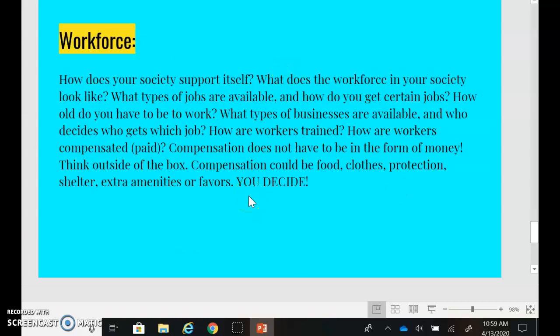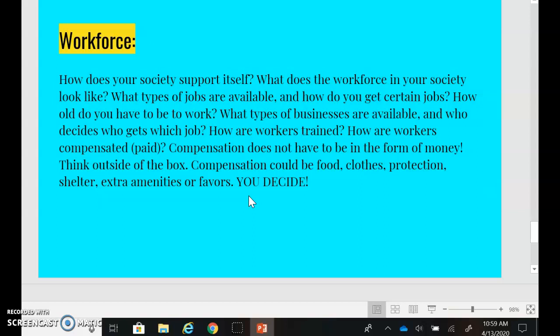Workforce. How does your society support itself? What does the workforce in your society look like? What types of jobs are available and how do you get certain jobs? I told you about City of Ember, where they literally picked jobs from a hat. How old do you have to be to work? Do we have child workers? What types of businesses are available and who decides who gets which job? How are workers trained? How are workers compensated or paid?